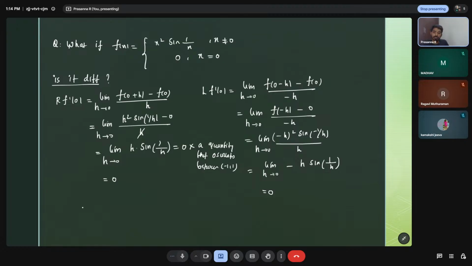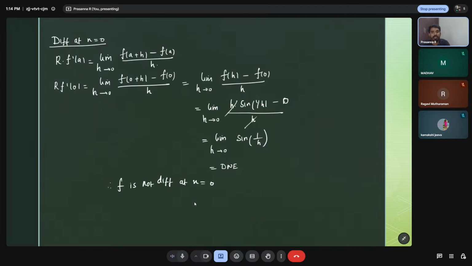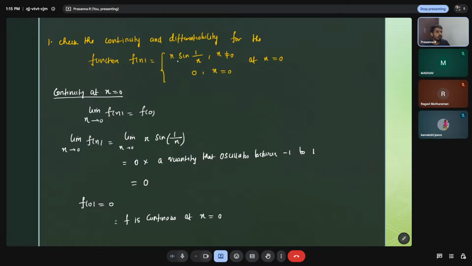So if you change this to x square, it is continuous as well as differentiable at x equal to 0. What about only sine 1 by x? That is, you don't even have x. Only if you have sine 1 by x, it is neither continuous nor differentiable at 0 because the limit itself will not exist. There is no x here. So very simple. If you want to check the continuity or the differentiability, you just have to find L of f dash of a and R of f dash of a. So we will move on to the next problem.